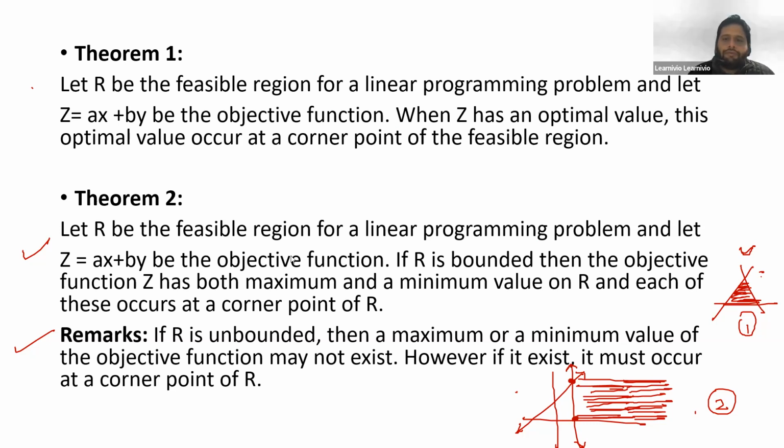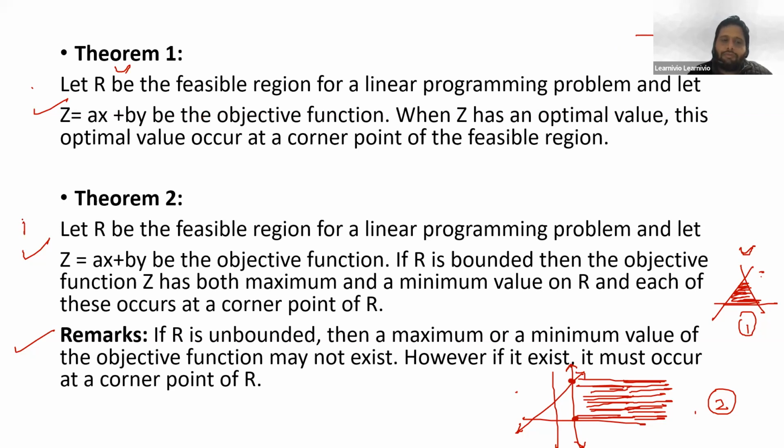The first theorem is: if R is the feasible region and this is your objective function Z, when Z has an optimal value, this optimal value will occur at a corner point of the feasible region. So that means, for example, if I draw this one, this is your feasible region. The maximum or minimum value will always occur at the corner point. Always remember, the maximum or minimum value will always occur at the corner point. First thing.